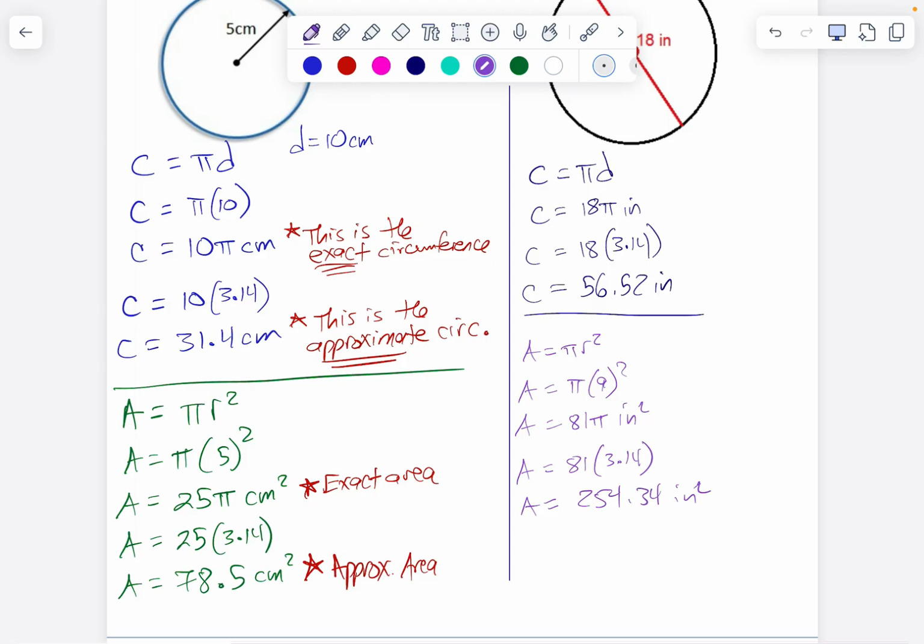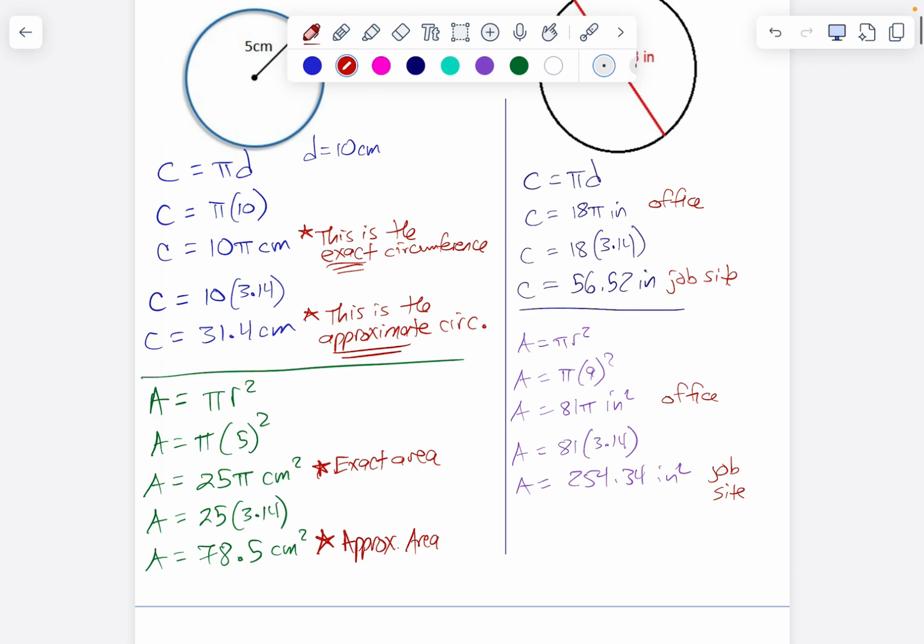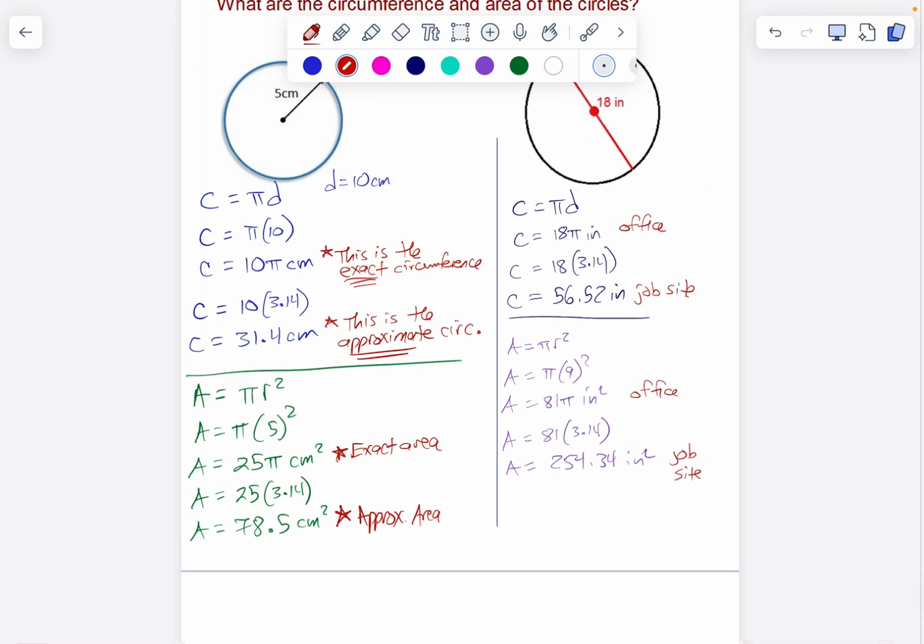When you're not cutting, is that what you said? No. There you go. Office versus, should we label that? Office, job site. Good? All right.